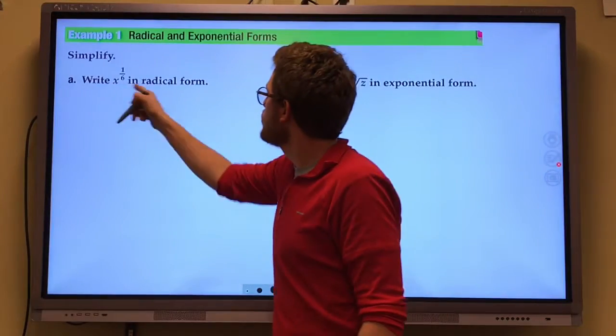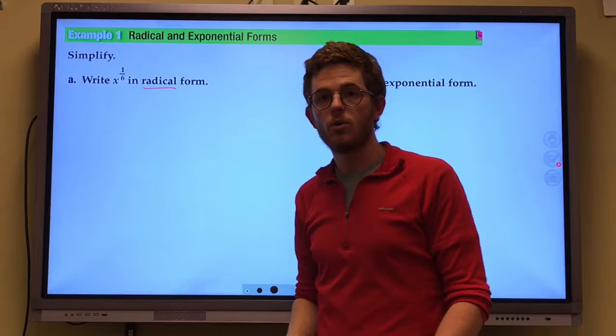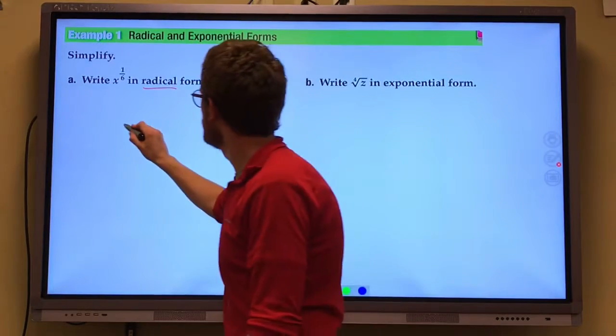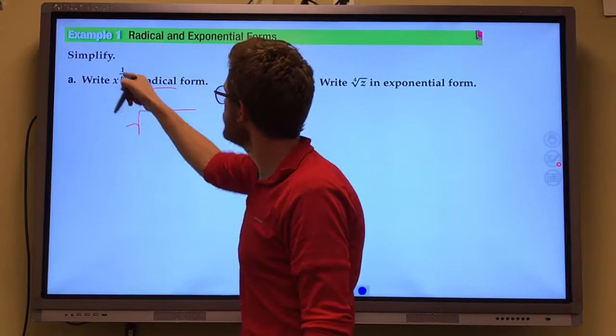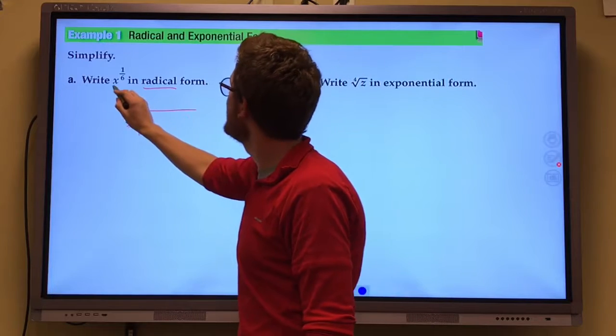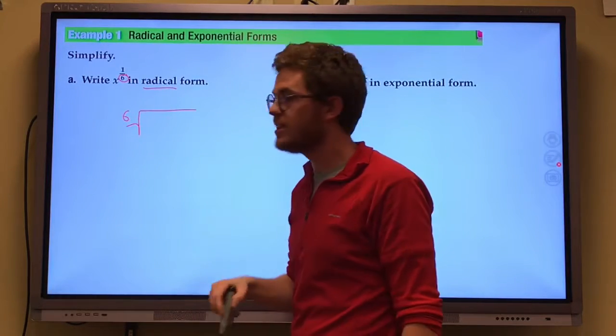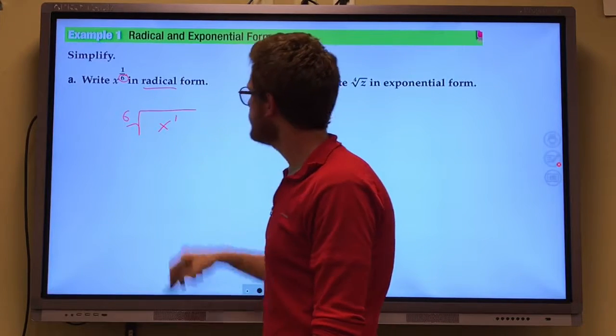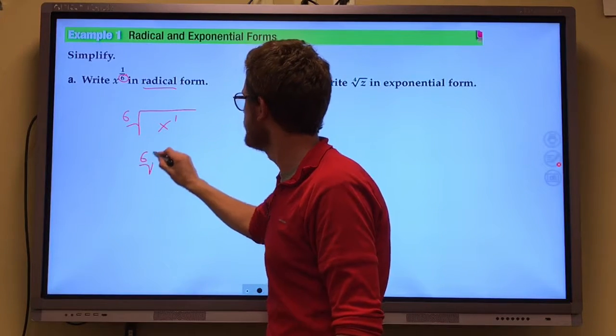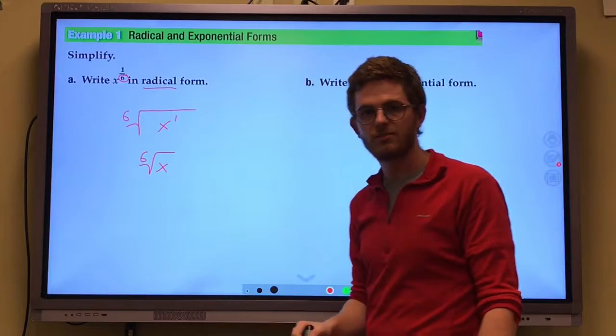So let's take a look here. If we want to write this in radical form, guess what? We want to see a radical symbol. X to the 1/6 would mean we want the 6th root, because the denominator is the index, of x to the first power, so this is just the 6th root of x.